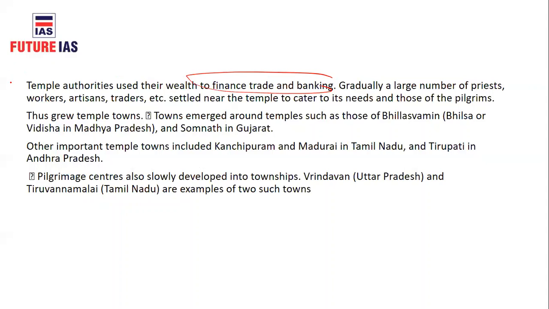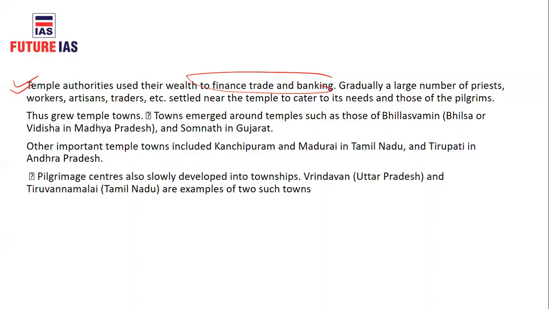So that money will be used for financing the trade and the banking, right? And slowly, over a period of time, since there were many temples, the number of priests was also large. So gradually the number of priests, workers, artisans, and traders also started growing near the temples, because once the temple started growing, the economy also started growing.